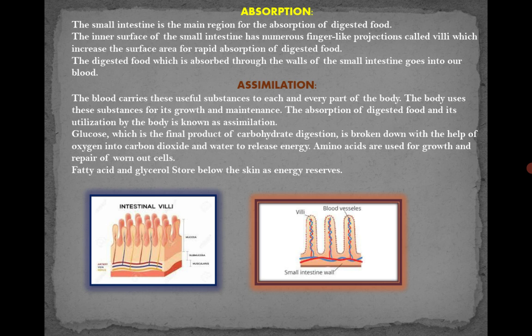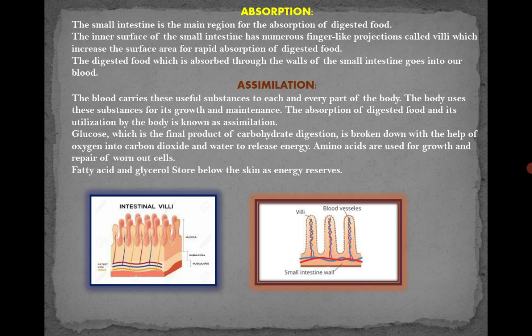The digested food which is absorbed through the wall of the small intestine goes into your blood. After this, the blood carries these useful substances to each and every part of the body. The body uses these substances for its growth and maintenance. The absorption of digested food and its utilization by the body is known as assimilation.